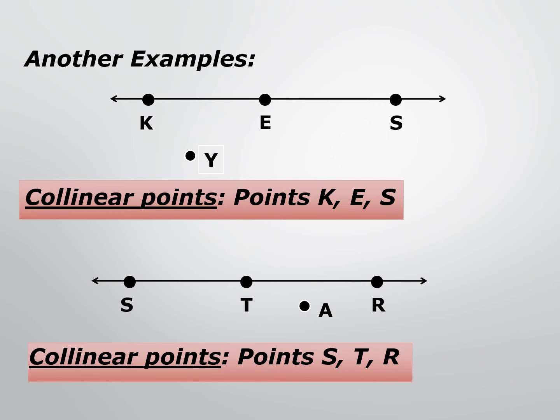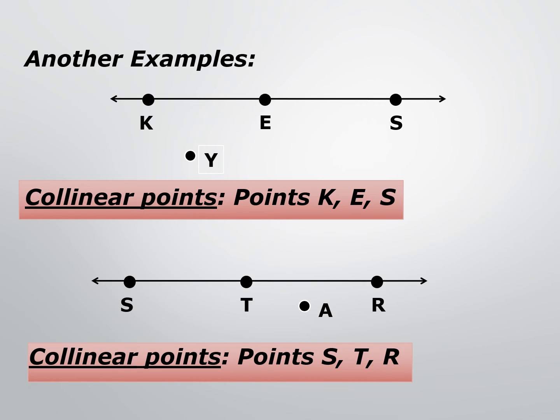So how about the non-collinear points? Non-collinear points are points that are not on the same line. So we can have point K, point E, and point Y, or point E, point S, and point Y.